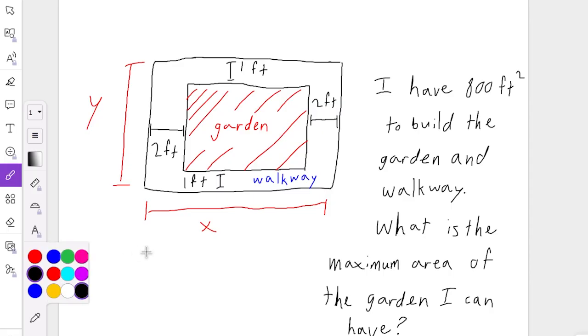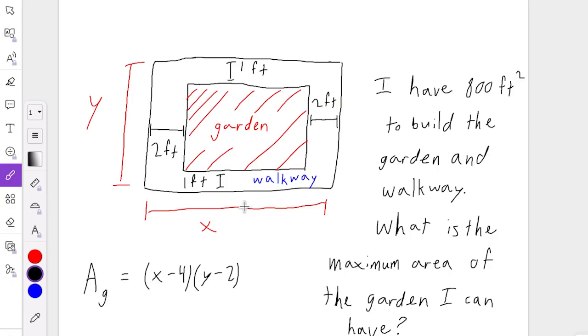The area of the garden, which I'll call AG for short, is actually going to be the length, which is x minus 4, because you're subtracting 2 on each side, times the width, which is y minus 2, because you're subtracting 1 on each side. Hopefully you see that. If you don't, try listening to it again, and if it still doesn't make sense, then we just have to move on, because this is the correct answer.